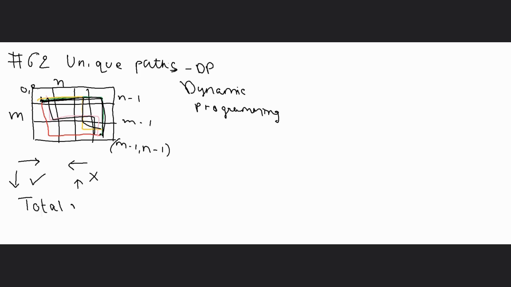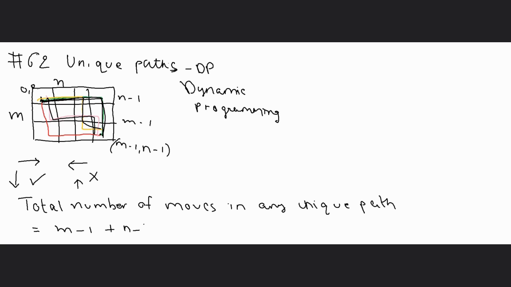total number of moves in a single path, in any unique path, is equal to m minus 1, which is downward, plus n minus 1, which is right, which is equal to m plus n minus 2. So those are the moves that we are making.